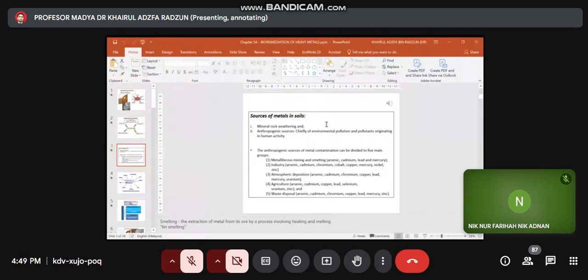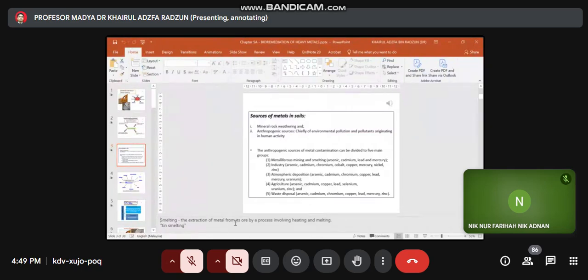And then we have agriculture. This is one of my projects, producing microbes for biofertilizer. Agriculture activities can incorporate arsenic, cadmium, copper, zinc, even uranium into the soil. And last but not least, waste disposal, which includes arsenic, mercury, and zinc, can be deposited in the soil. These are the anthropogenic sources or causes of the metal contamination.